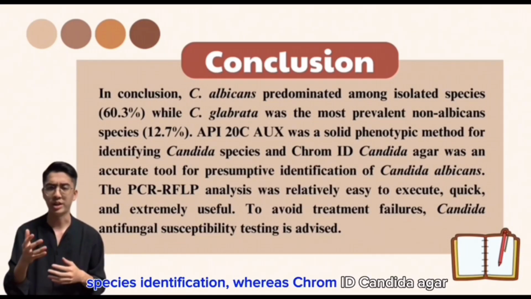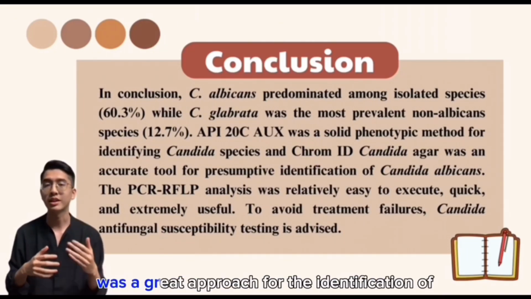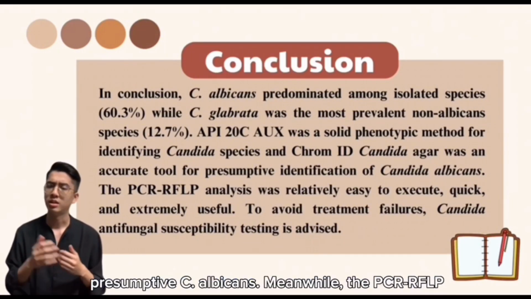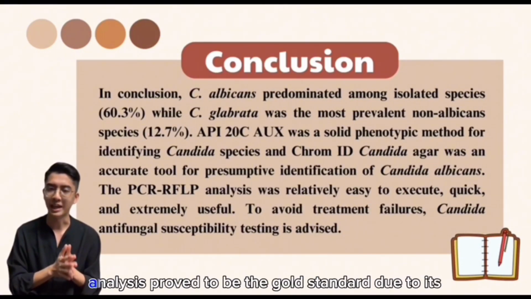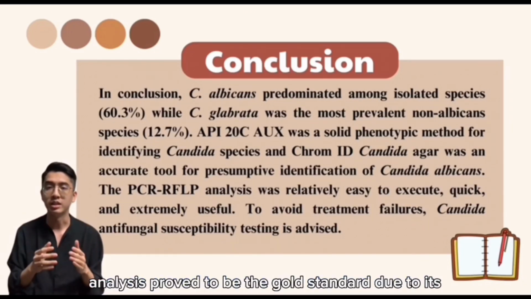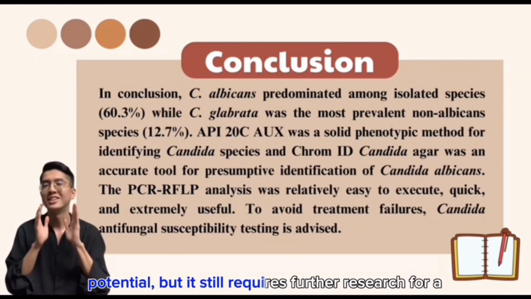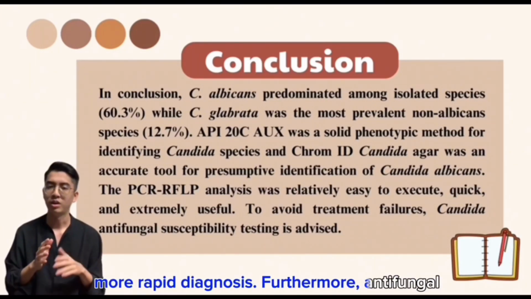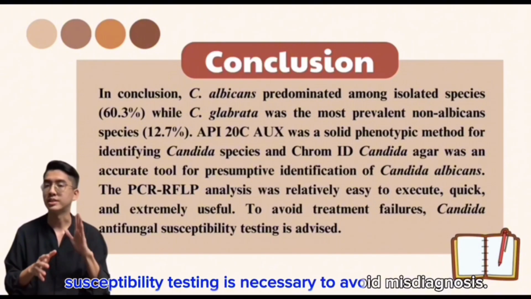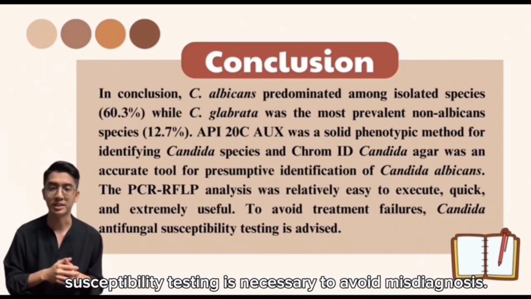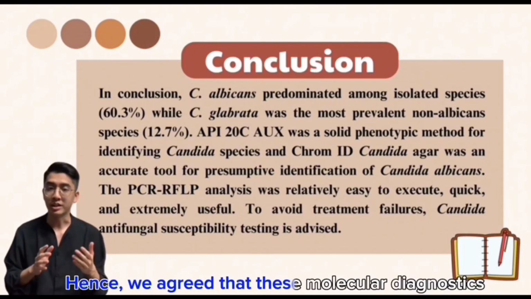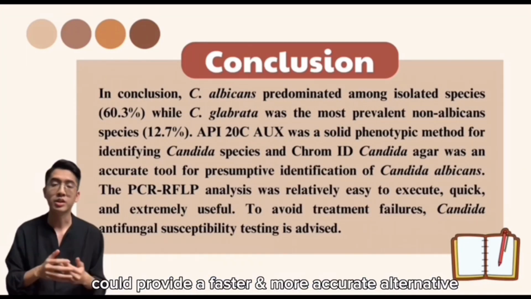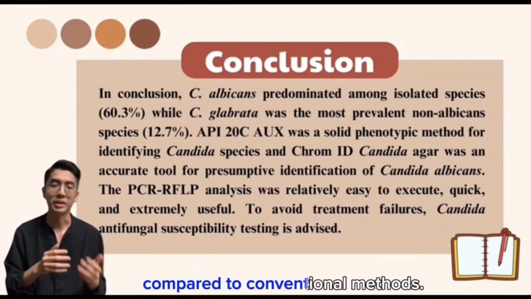identification, whereas Chrome ID Candida agar was a great approach for the identification of presumptive Candida albicans. Meanwhile, the PCR-RFLP analysis proved to be the gold standard due to its potential, but it still requires further research for a more rapid diagnosis. Furthermore, antifungal susceptibility testing is necessary to avoid any misdiagnosis. Hence, we agree that these molecular techniques could provide a faster and more accurate alternative compared to conventional methods.